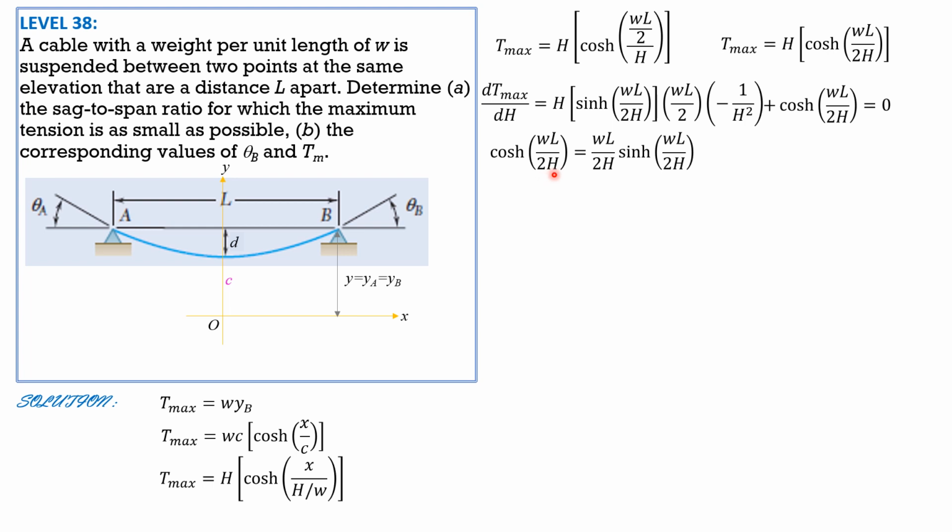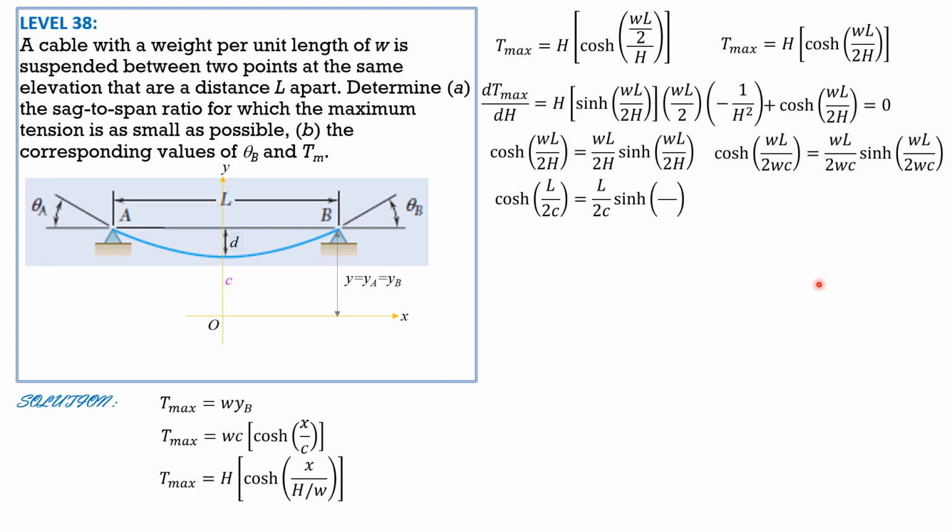So replacing back big H by WC, cosh of WL over 2WC equals WL over 2WC times sinh of WL over 2WC. Cancel W. So cosh of L over 2C equals L over 2C times sinh of L over 2C. So tanh of L over 2C, sinh over cosh, equals 2C over L. In this equation, let us denote L over 2C as big N. Therefore, this equation becomes tanh of N equals 1 over N.